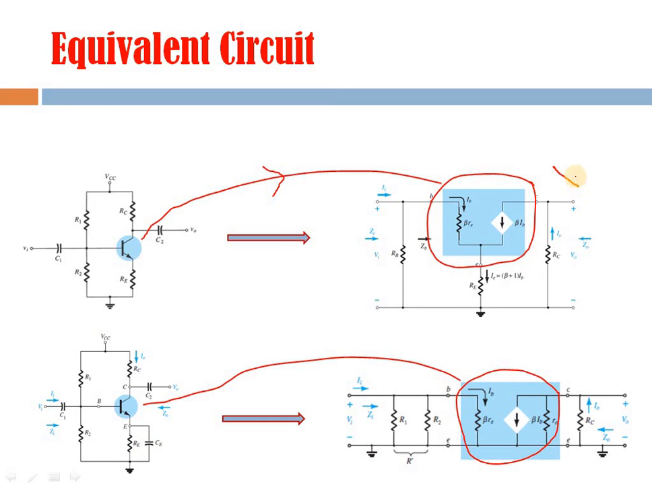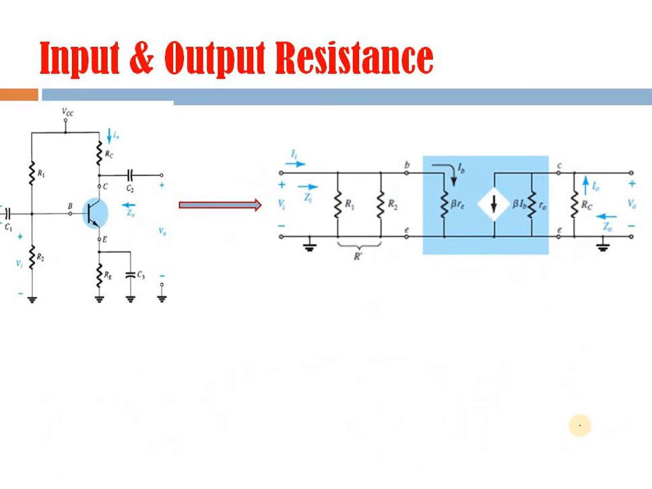So we need not consider this, because most of the time we are going to use this coupling capacitor, and if a coupling capacitor is used we have to work with this equivalent circuit. So now we understand the equivalent circuit of this potential divider arrangement of the BJT circuit. We can use this equivalent circuit to find out performance parameters.